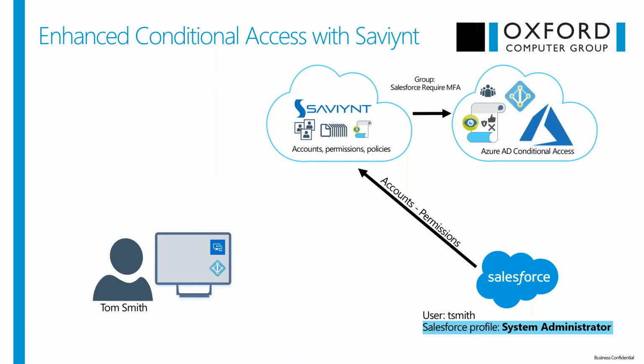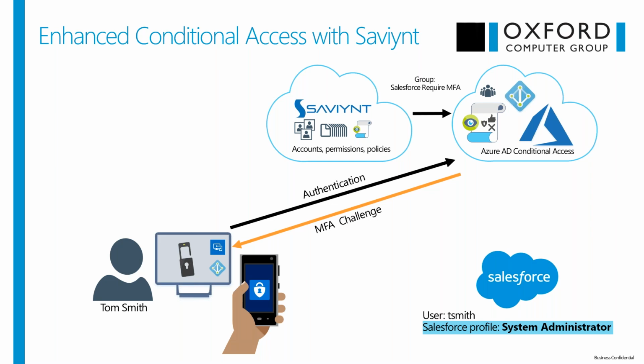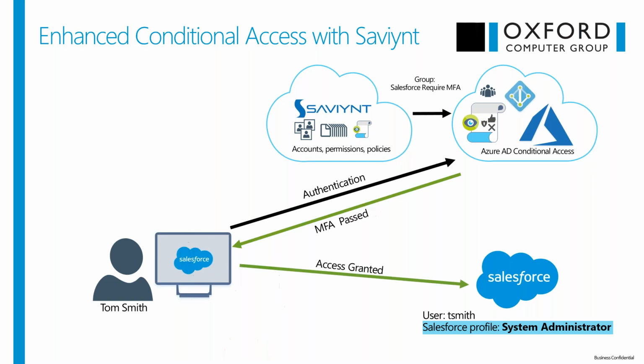That group is now also configured in the conditional access policy of Azure to require MFA. So when the user goes and authenticates, they'll get an MFA challenge. Now you could easily rig this up yourself, but keeping the data constantly refreshed based upon what happens in Salesforce or any other application would be a very time-consuming and non-automated process. And so the access is granted to Salesforce once the user passes their MFA challenge.